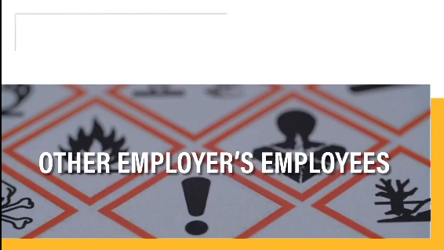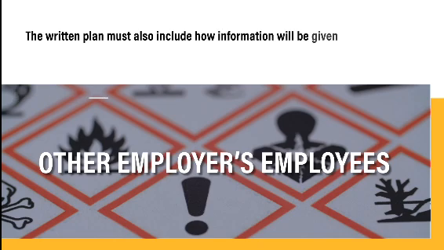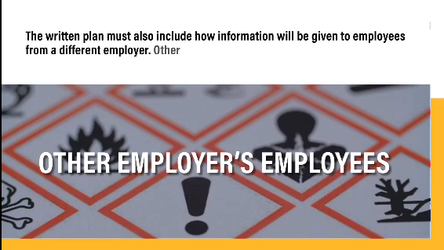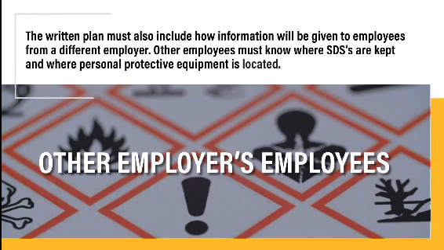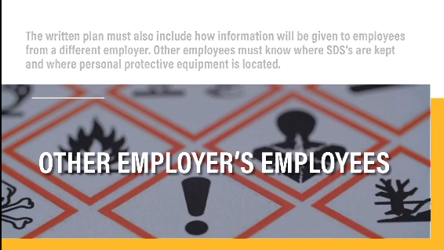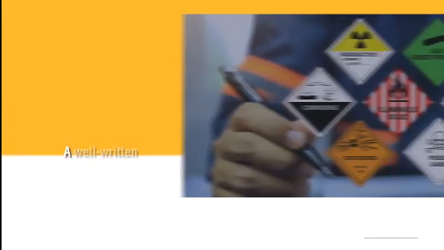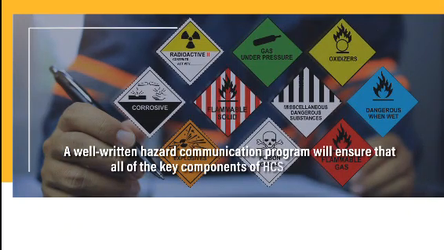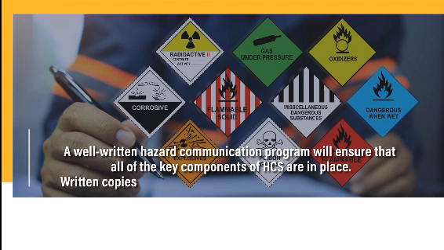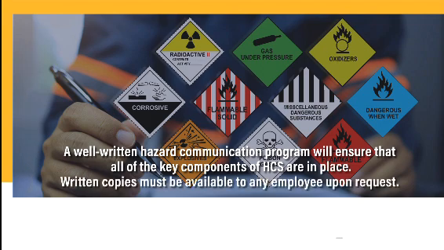Other employers' employees. The written plan must also include how information will be given to employees from a different employer. Other employees must know where SDSs are kept and where personal protective equipment is located. A well-written hazard communication program will ensure that all of the key components of HCS are in place. Written copies must be available to any employee upon request.